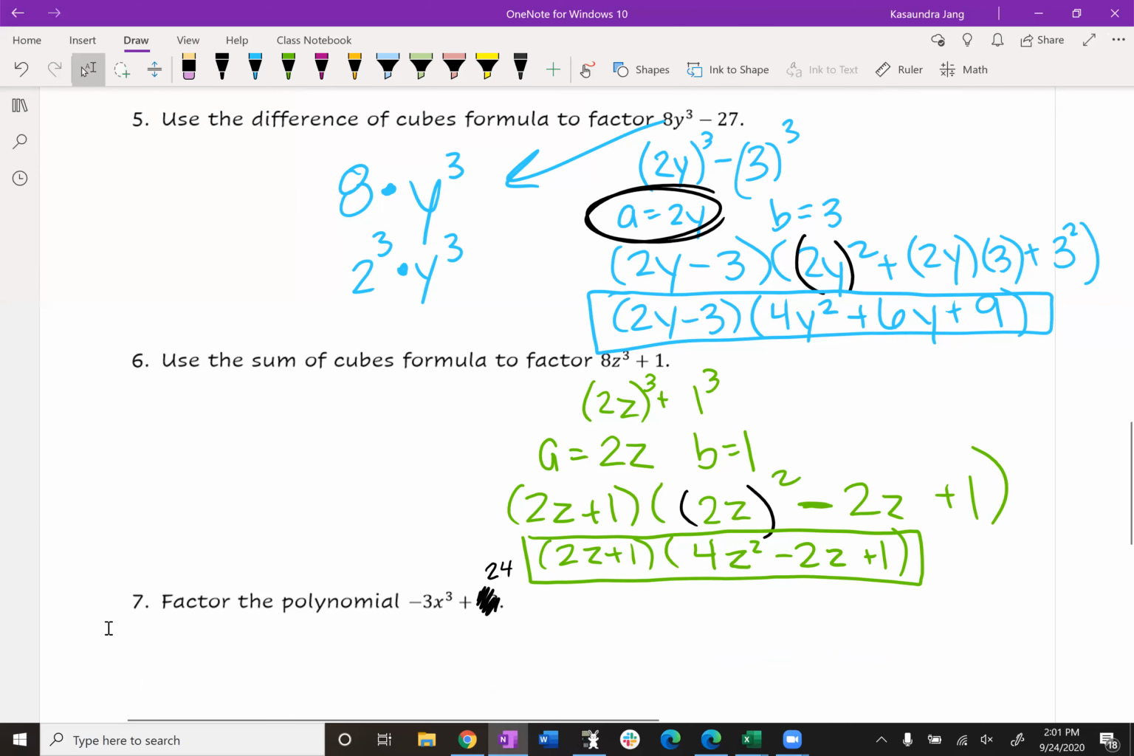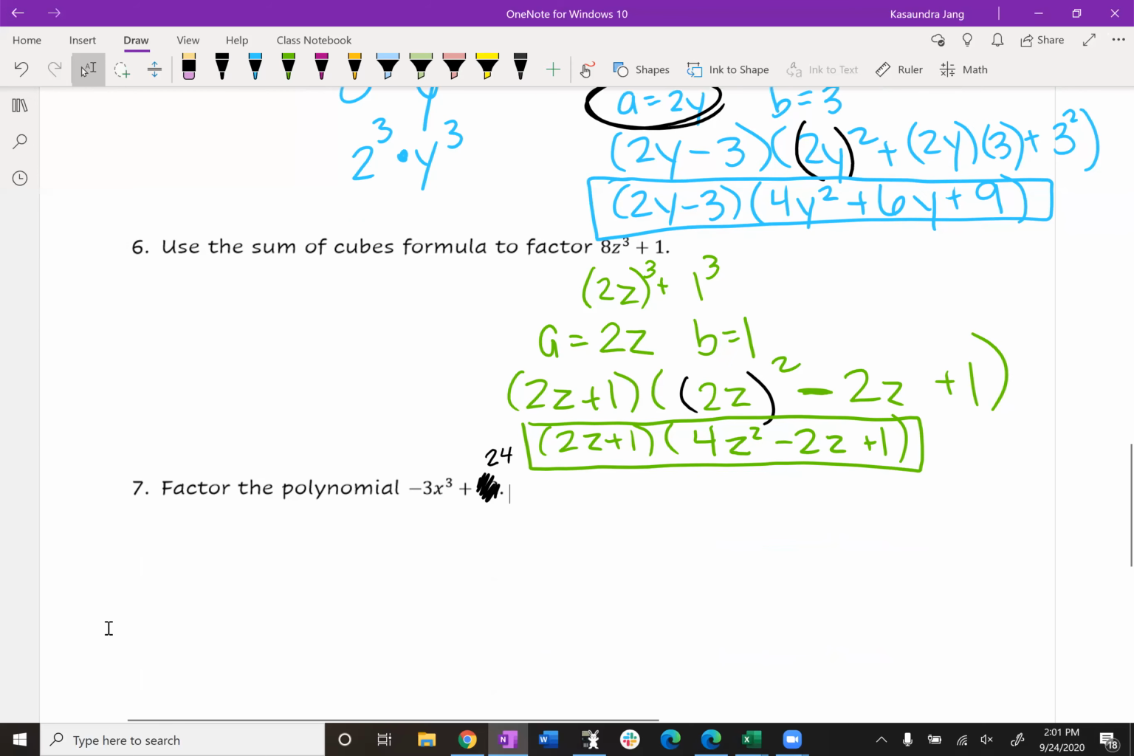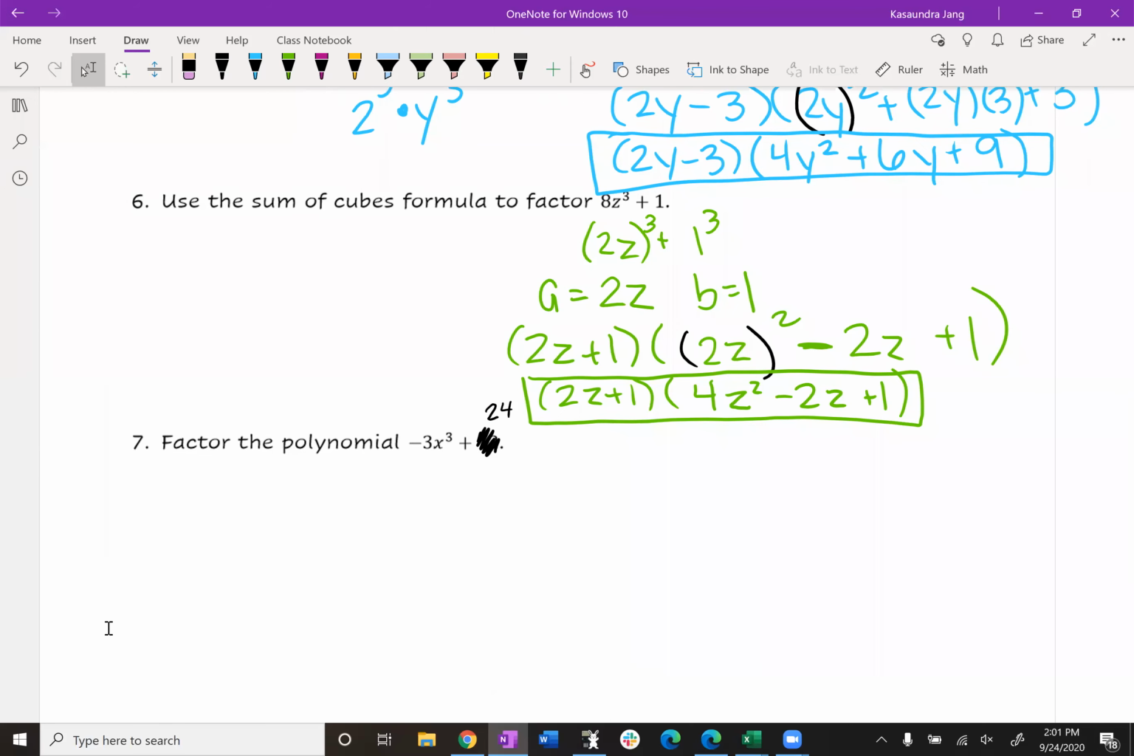Okay, so I'm going to move on. We've got one more. We've got to factor this polynomial. So here's what I'm going to do. First of all, I'm going to start with the GCF, greatest common factor. So Samantha, I think you're at home. Samantha, what would my GCF be? -3. Oh, that's what I went with as well.